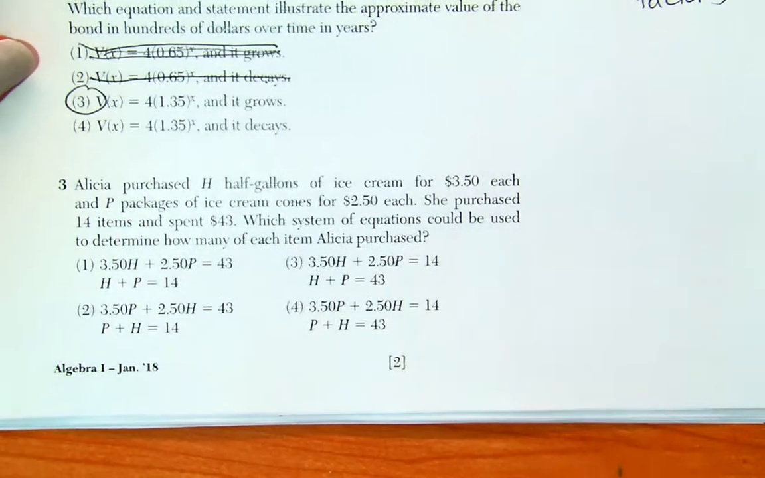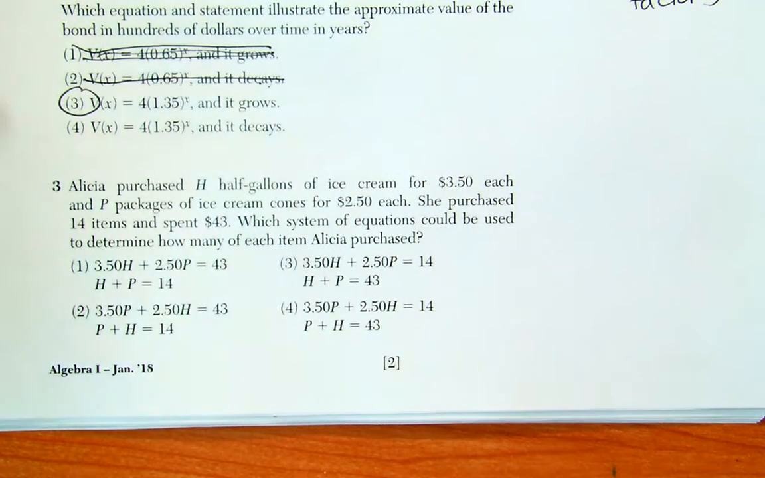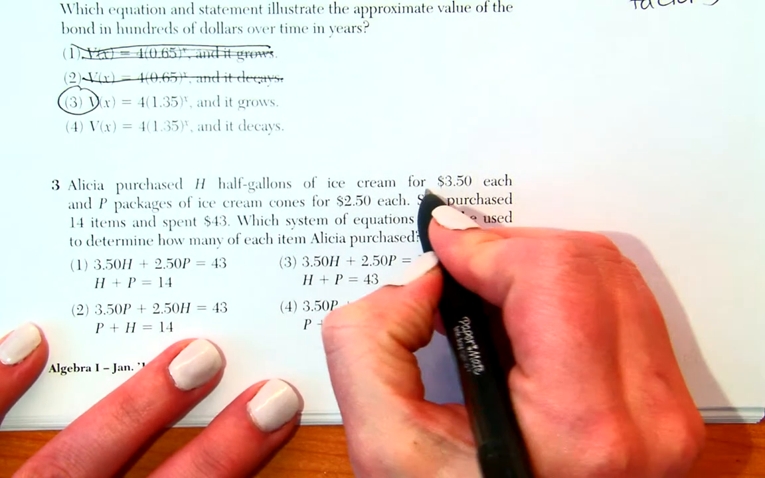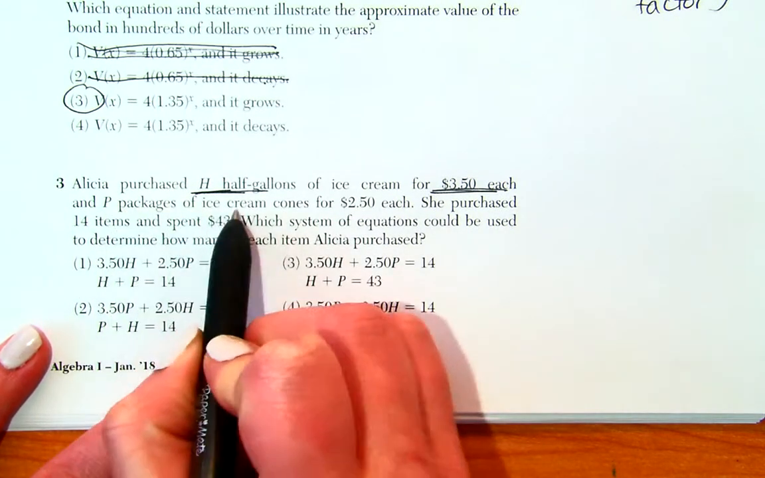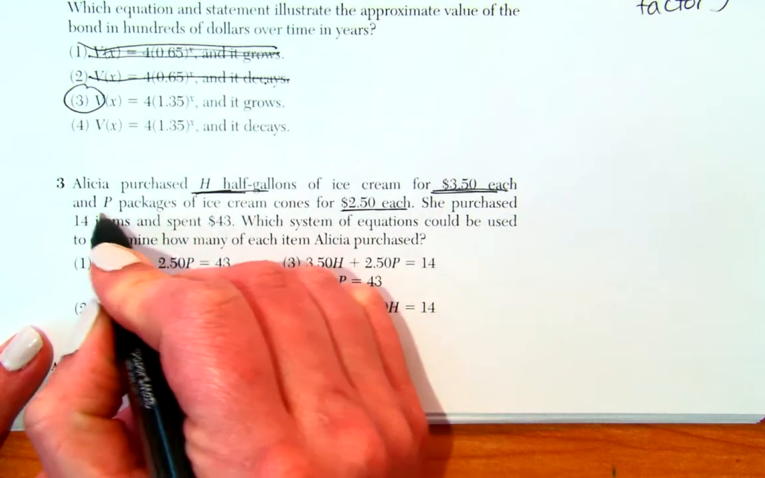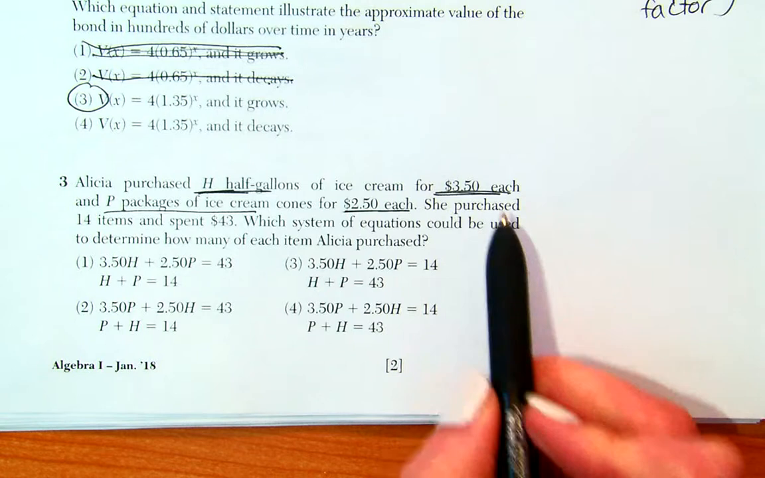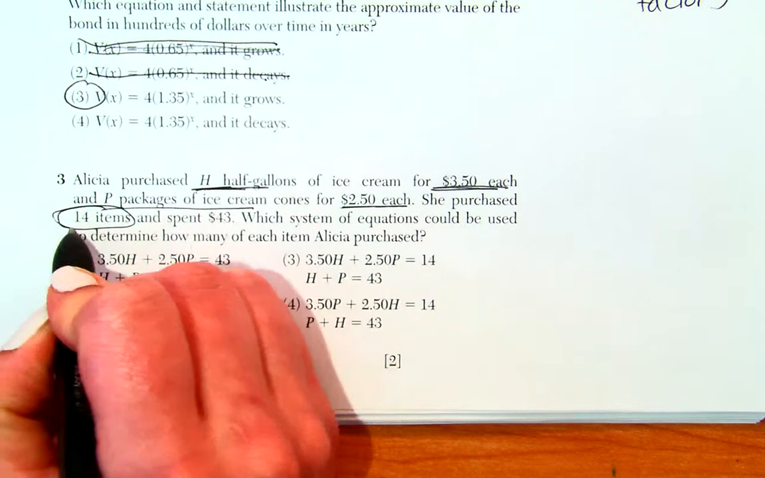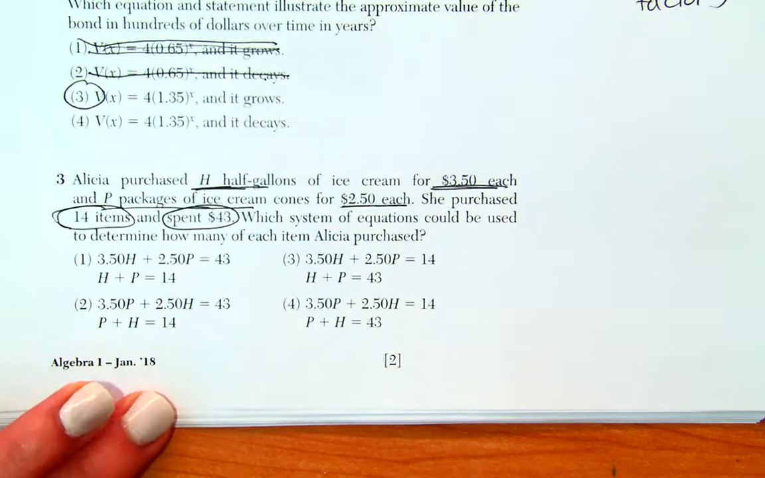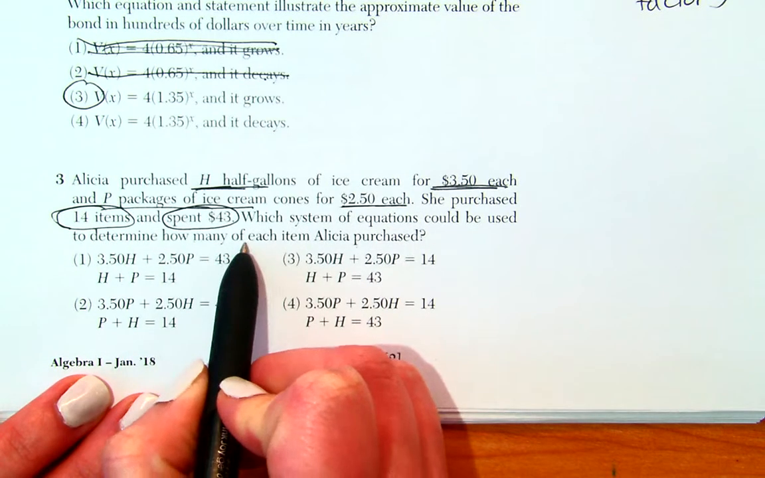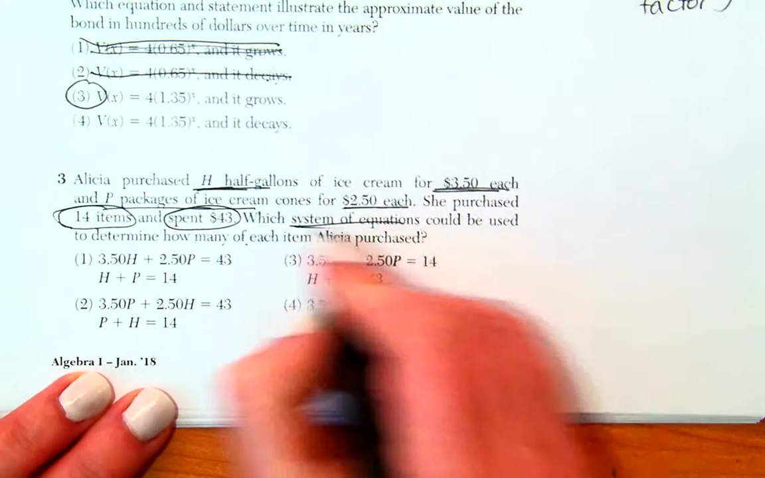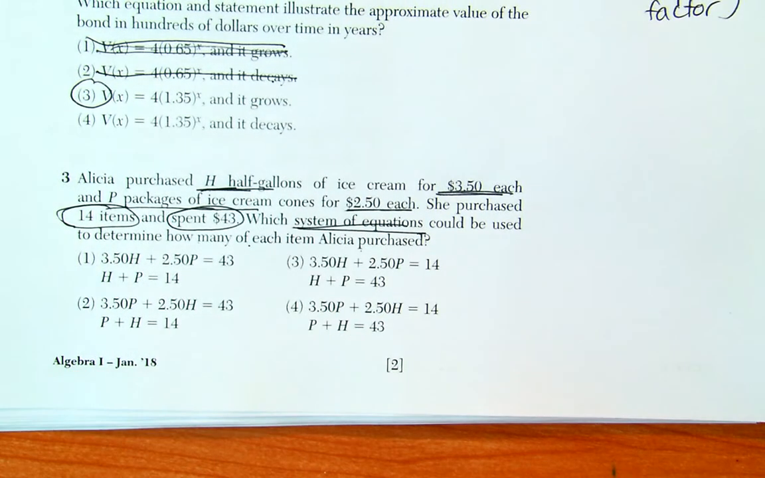Okay. If we take a look at number 3, Alicia purchased H half gallons of ice cream for $3.50, so that's how much the half gallons go for. And P packages of ice cream cones for $2.50, so that's how much the packages of ice cream go for. She purchased a total of 14 items and spent $43. Which system of equations could be used to determine how many of each item she purchased? System of equations, which means I'm going to have 2 equations.